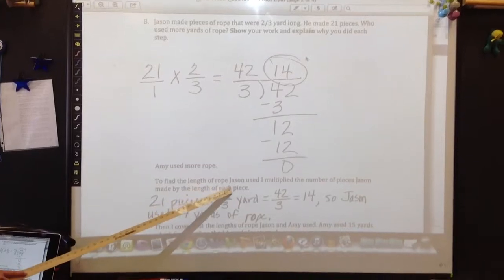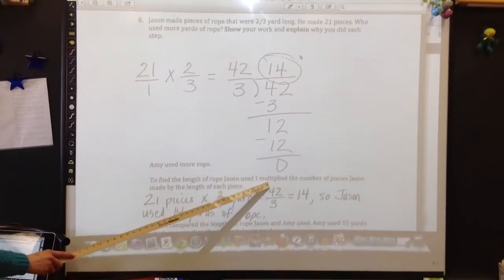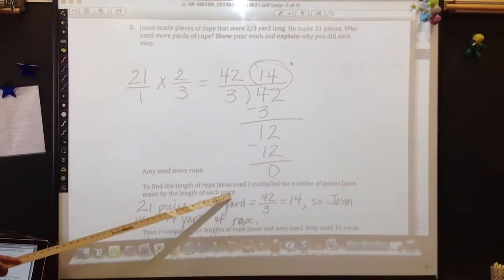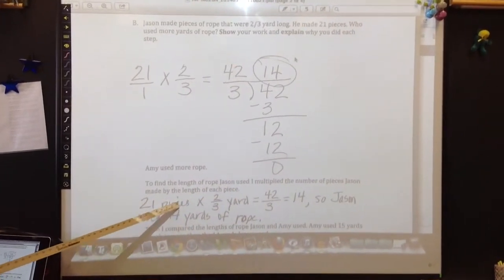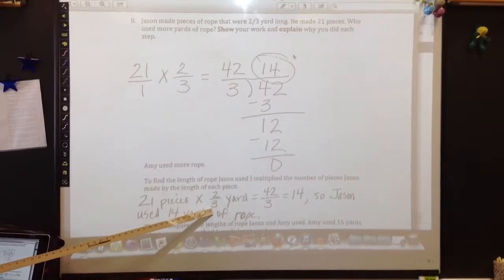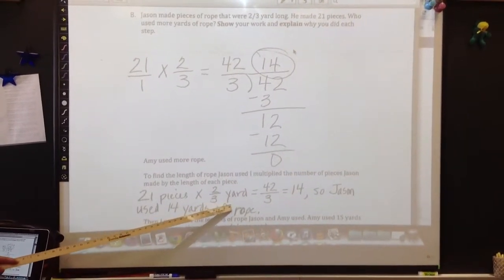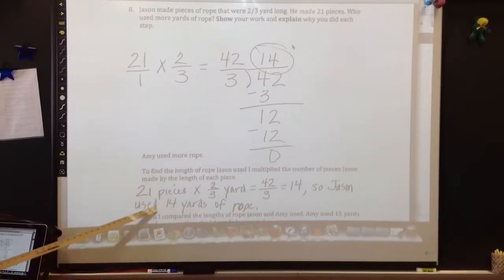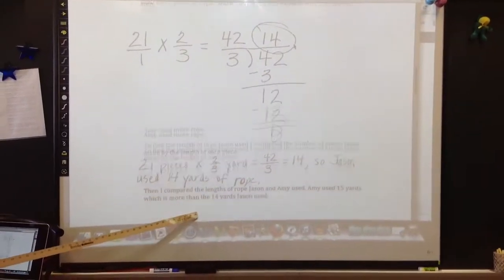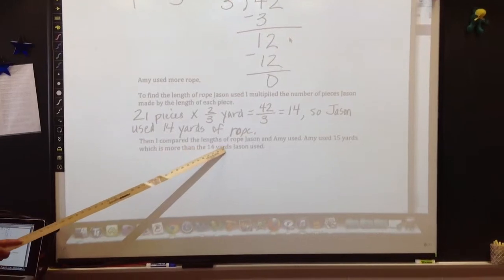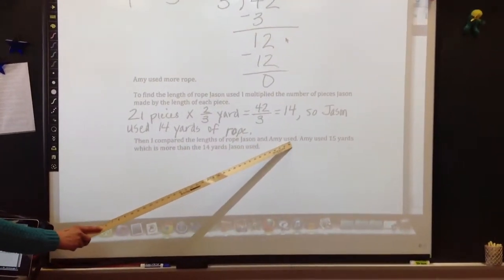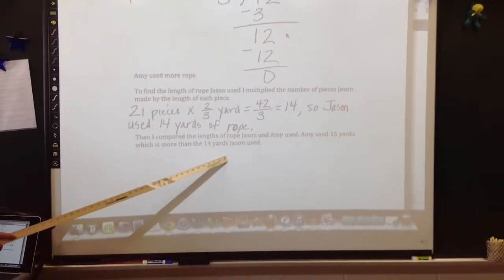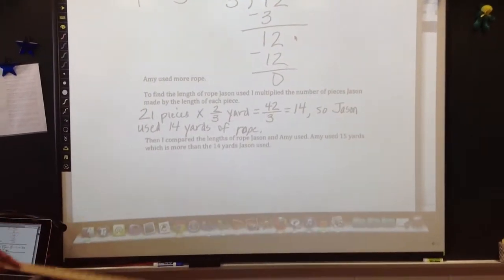To find the length of rope Jason used, I multiplied the number of pieces Jason made by the length of each piece. So he used 21 pieces, and the length that he used for each piece was 2/3 of a yard, which equals 42/3, and that equals 14. So Jason used 14 yards of rope. Then I compared the lengths of rope Jason and Amy used. Amy used 15 yards, which is more than the 14 yards Jason used.